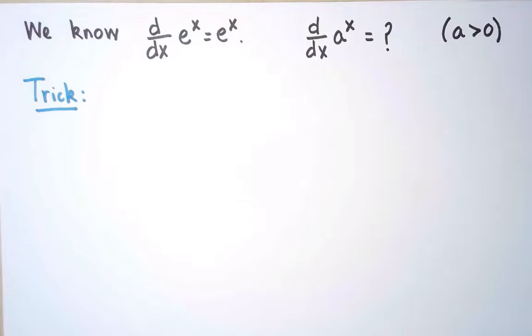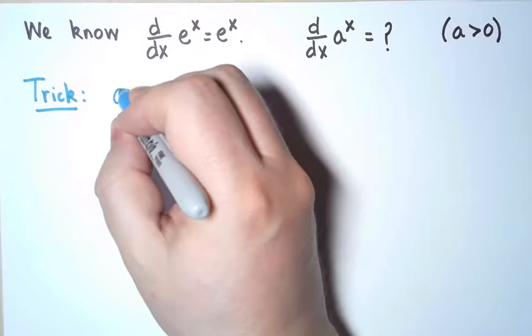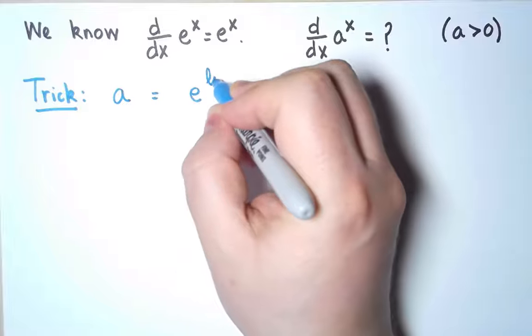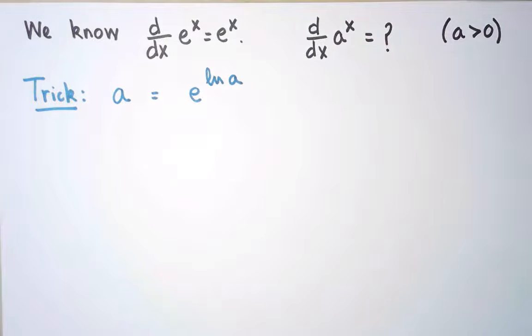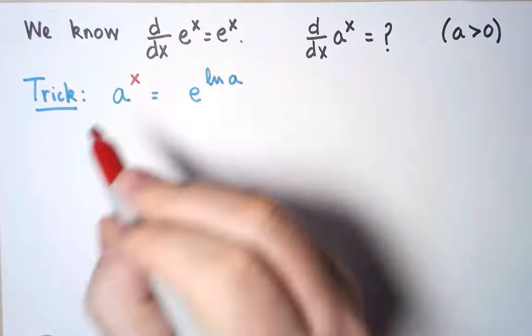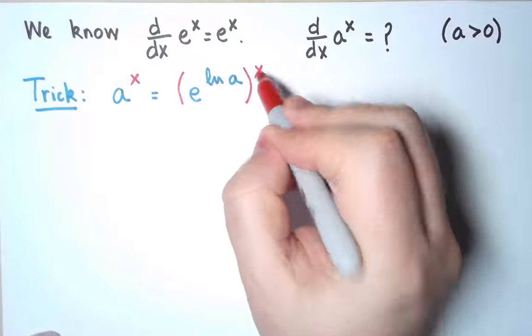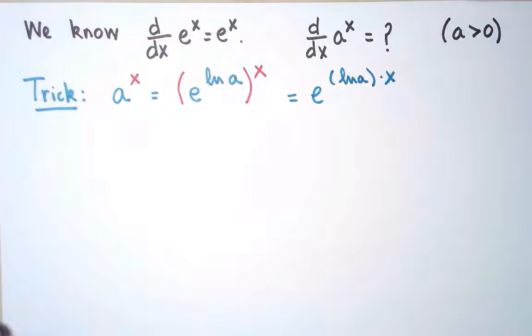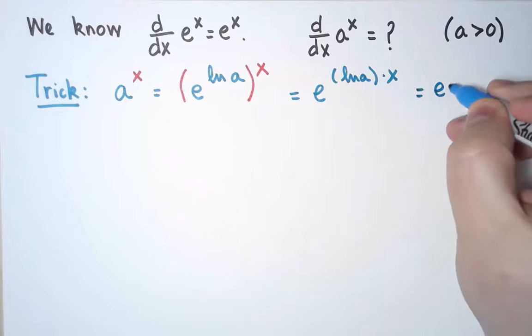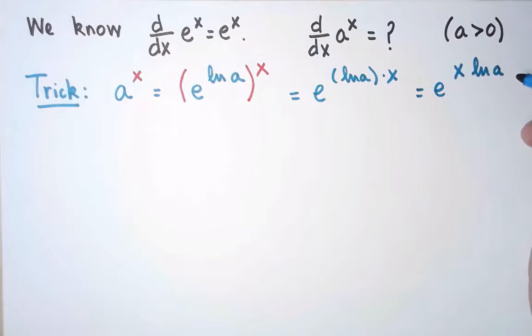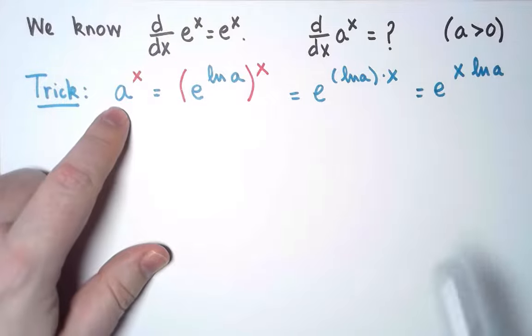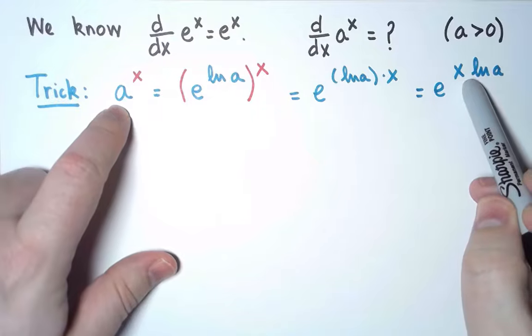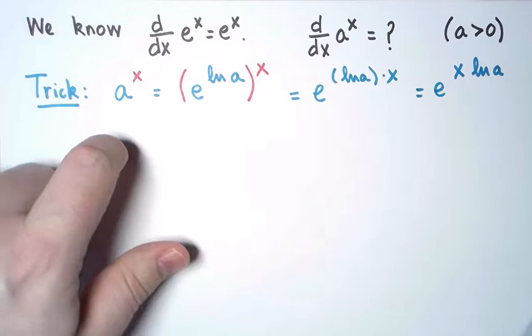And here's how to do it. Any positive number a can be written as e to the ln a. This is by definition of ln. Then a to the x can be written as e to the ln a, to the x. And now I can use the properties of powers, and perhaps it is more common to write this as e to the x ln a. And that's all I need. I have written a to the x in terms of e to the x.